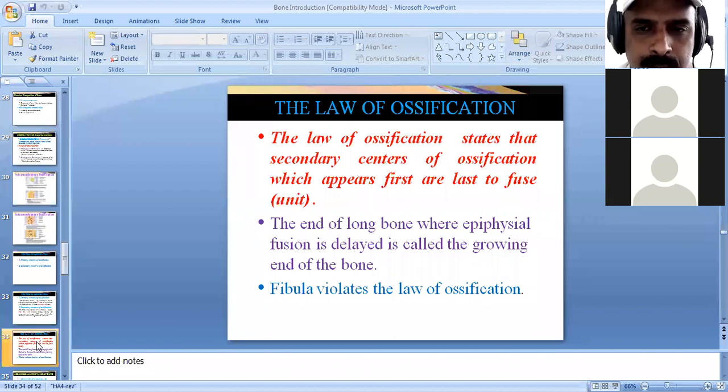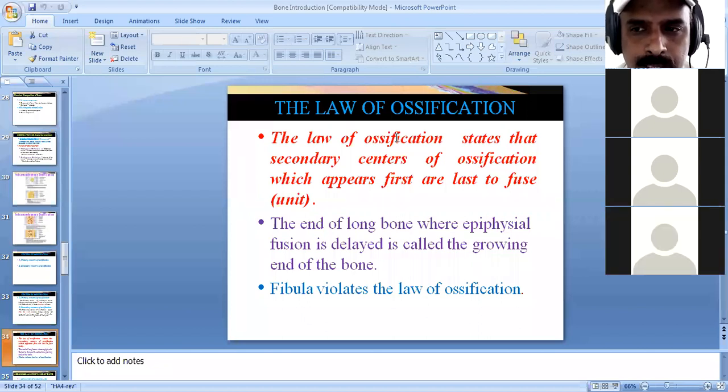Everything in our body, the bones develop according to the law of ossification. So what does the law of ossification state? It states that the secondary center of ossification which appears first is last to fuse. That means, whatever the upper end or lower end in the long bone, the center which appears first has to fuse last. If it appears first and fuses first, it is not following the law of ossification.